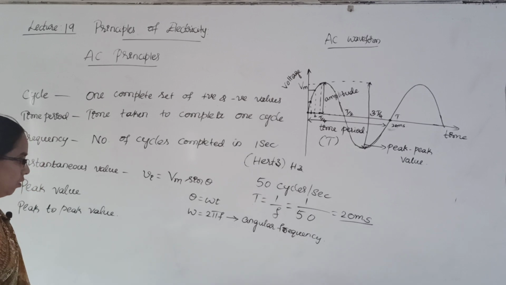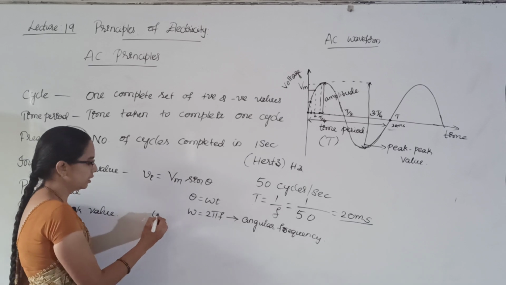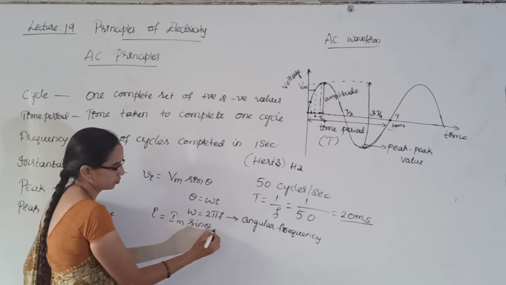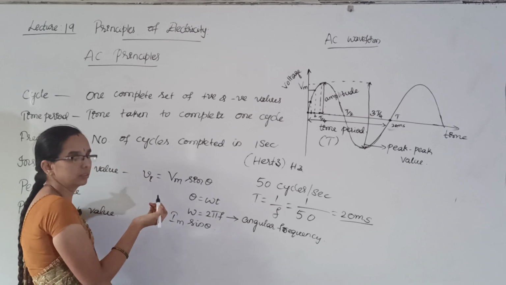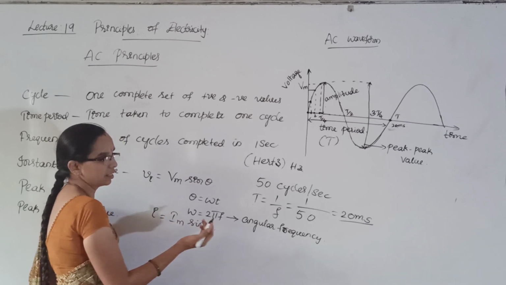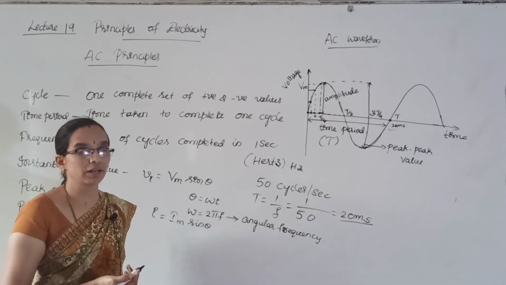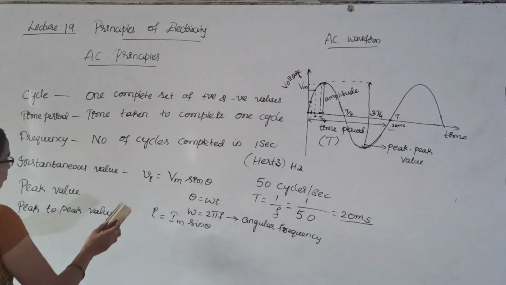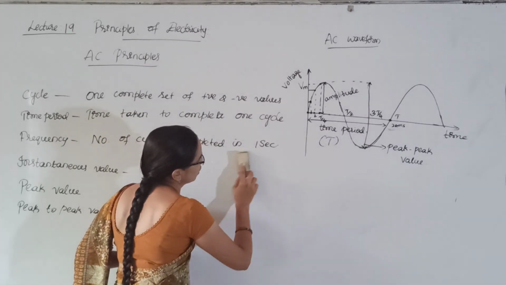Okay, so the instantaneous value of voltage or current. If it is a current, that is small i equal to Im sin theta. Small v also you can write as V suffix i. In some books they refer to it as Vi equals Vm sin theta, where theta is equal to omega t, that is angular frequency, which you can also call angular velocity.